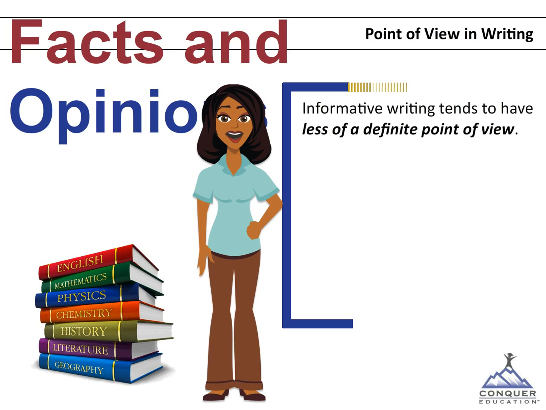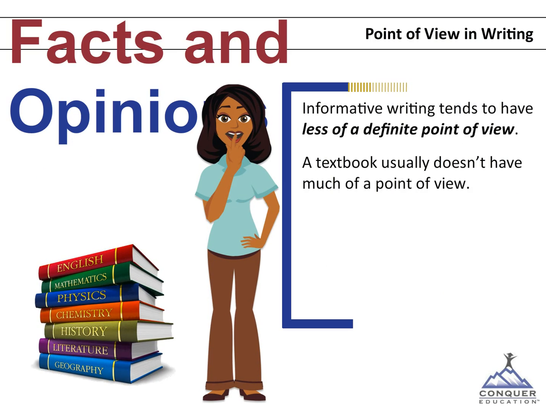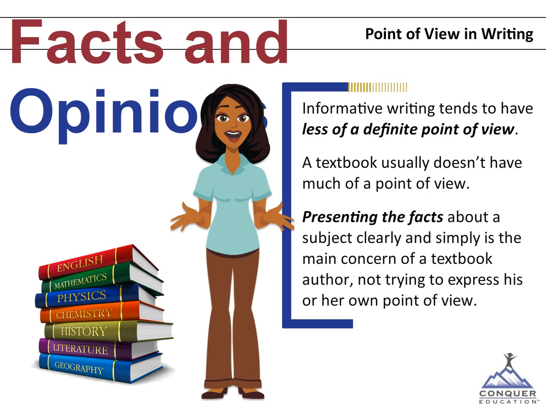Informative writing tends to have less of a definite point of view. A textbook, for example, usually doesn't have much of a point of view. This is because a textbook is primarily concerned with clearly presenting factual information. The author's own opinion isn't the issue. Presenting the facts about a subject as clearly and simply as possible is the main concern of a textbook author, not trying to express his or her own point of view on the subject.